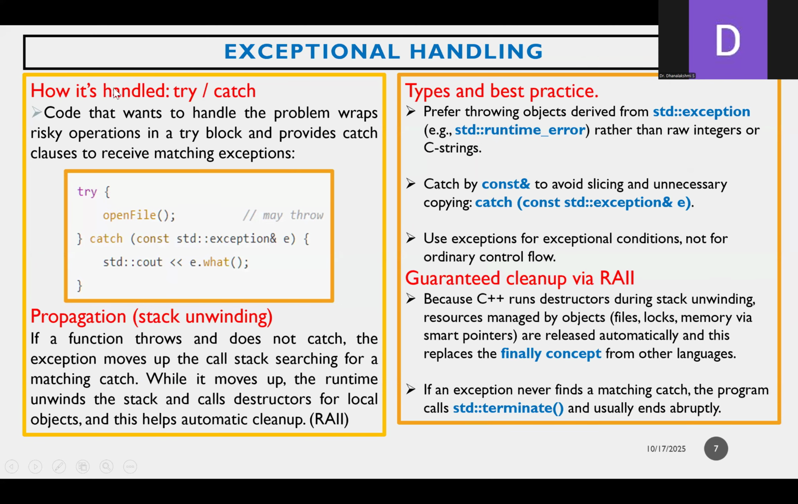The code that might fail is wrapped inside the try block. If an error occurs, it is thrown and then caught by a matching catch block. Here is a small code for this. We try opening the file, which may throw, and in the catch you give the error message. So if opening the file fails and throws an exception, the catch block will handle it and print the error message.